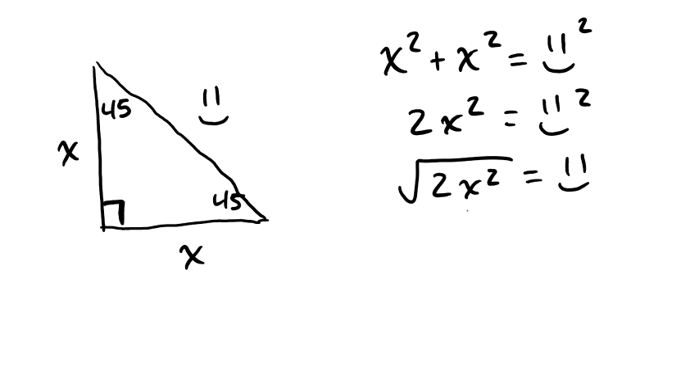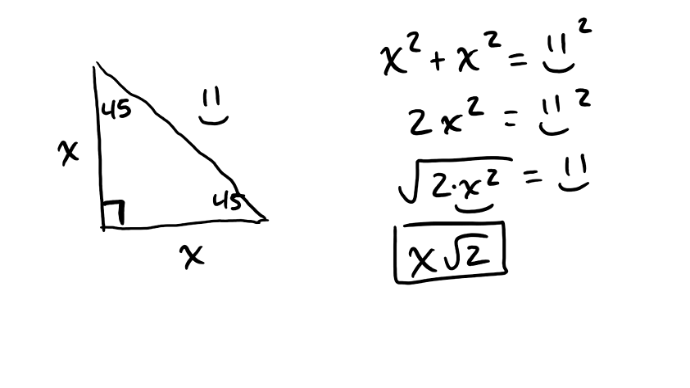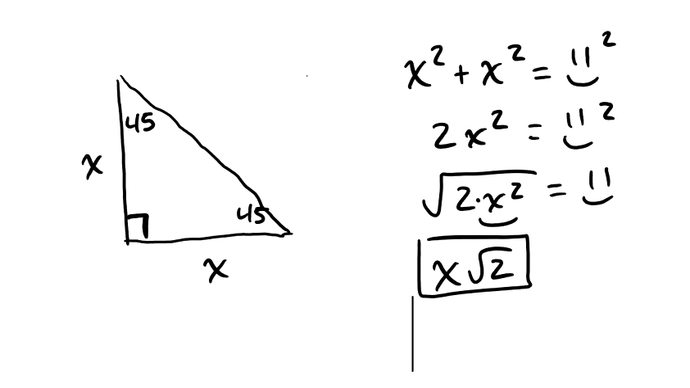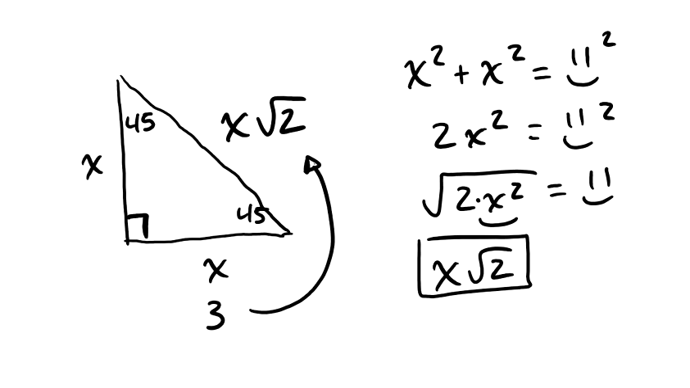So I can simplify this further, right? Because this is a perfect square and these are factors. It's 2 times x squared. I can write this as x times the square root of 2. And that's the thing that's in our notes. If you have a 45, 45, 90, and each of the legs is x, the hypotenuse must be x times the square root of 2. So if you're told that this is a 3, you just multiply by root 2 to get how long this side is. This side would have to be 3 times the square root of 2. So if you have a 3 here, this side is 3 root 2.